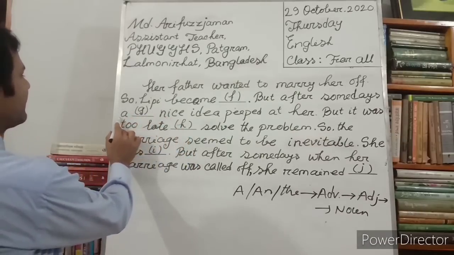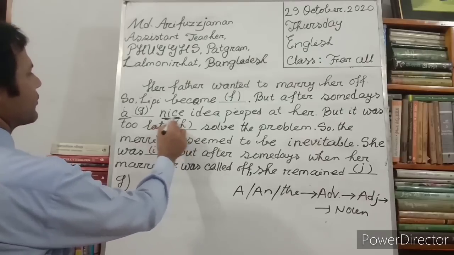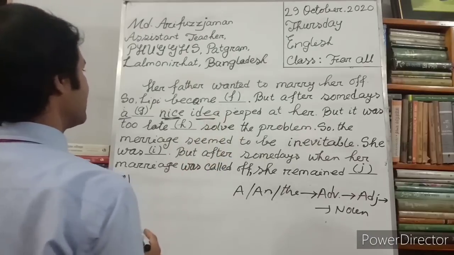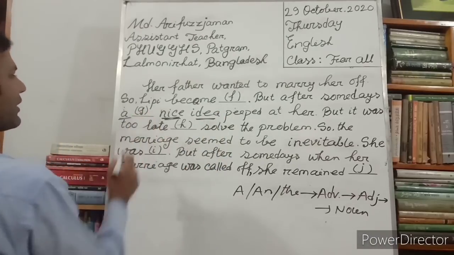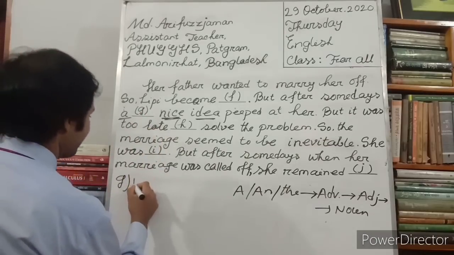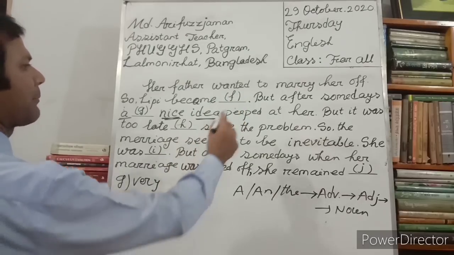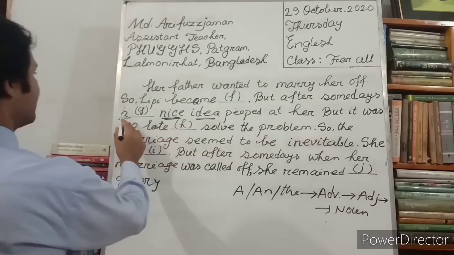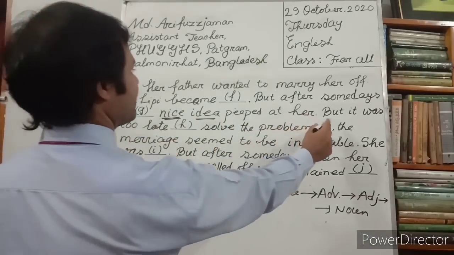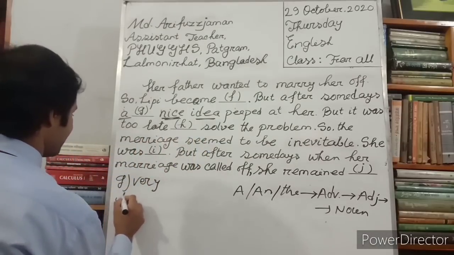Here, this is the article, this is the adjective word, and this is the noun word. So, this sentence lacks an adverbial word. So, we have to write an adverb here. Very is an adverb, and this is meaningful with the sentence. But after some days, a very nice idea peeped at her. But it was too late. There is a gap. Number 7.